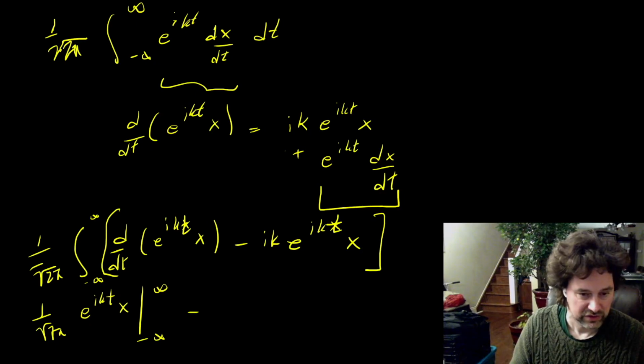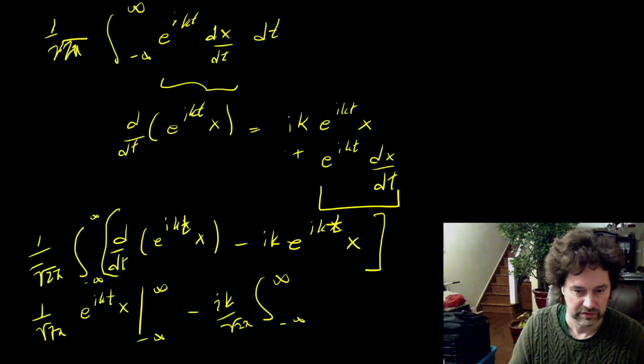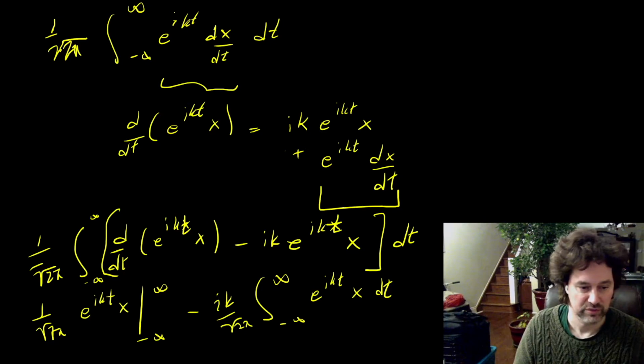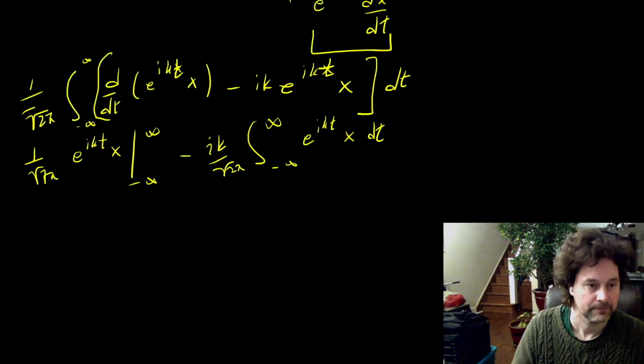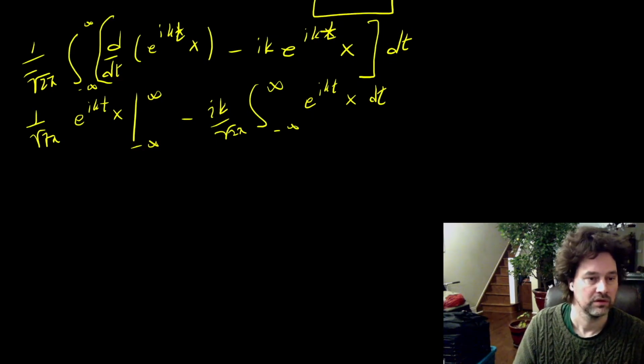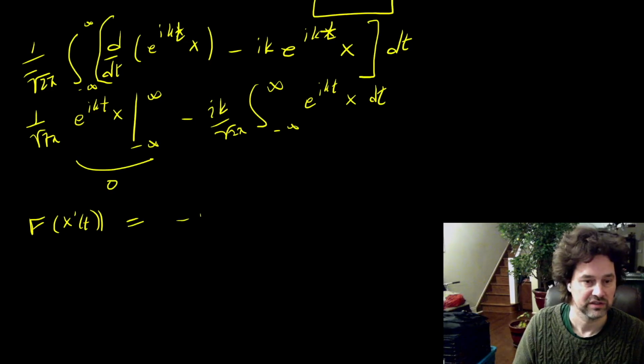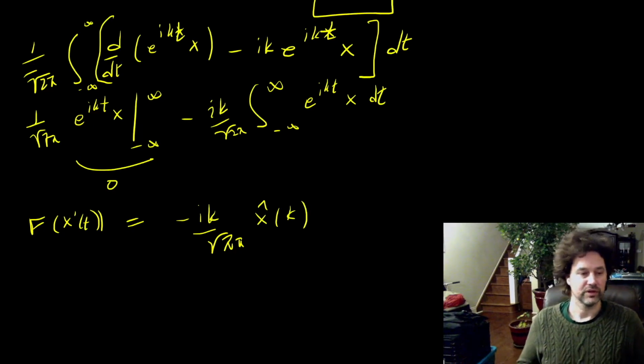And we also have ik over root 2 pi of the integral of e to the ikt x dt. And there was a dt missing there. So this was the Fourier transform of x prime. We're left with 0. And so the Fourier transform of x prime of t equals minus ik over root 2 pi of the Fourier transform of x evaluated at k. So there we go. There's one derivative.